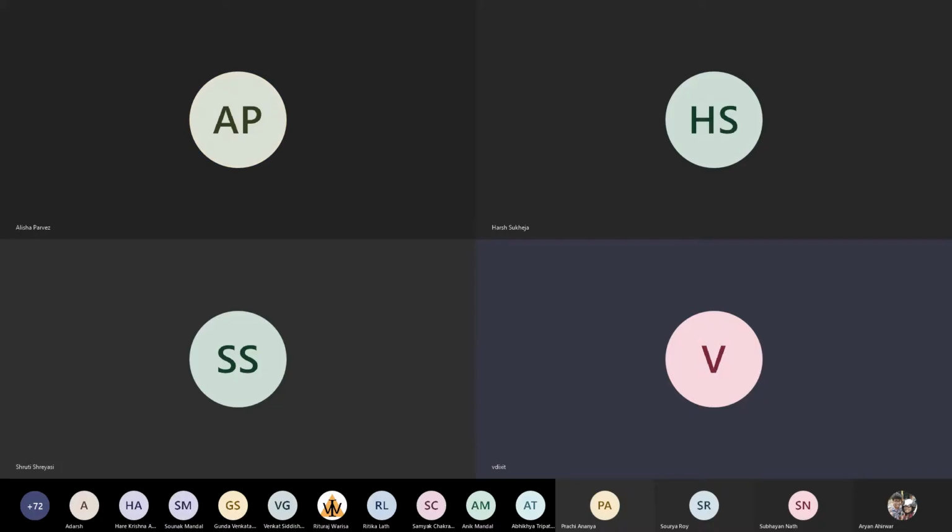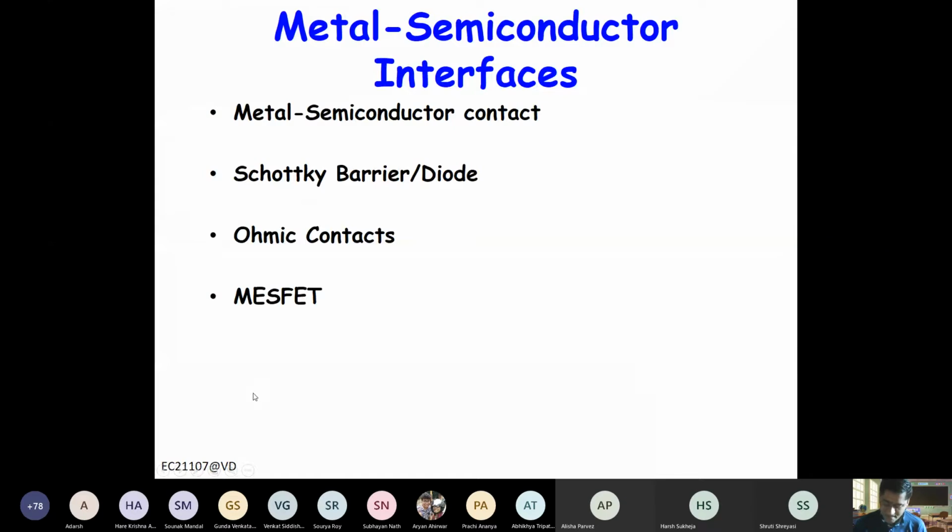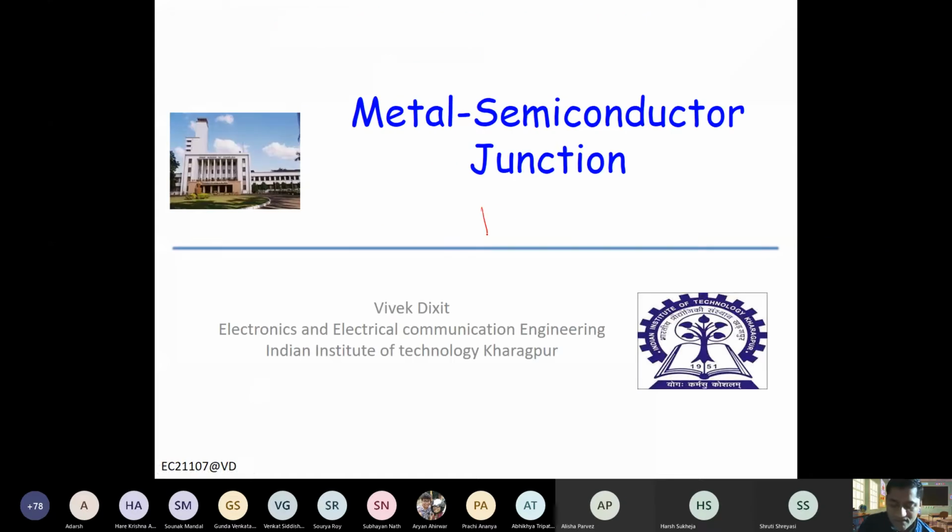So today we are going to discuss the metal semiconductor junction. If you recall, we have discussed the PN junction, right? Now a natural question may arise: how are we going to connect this PN junction? They have to be connected using some kind of metal wire, right? So this metal semiconductor junction is required to make contact.